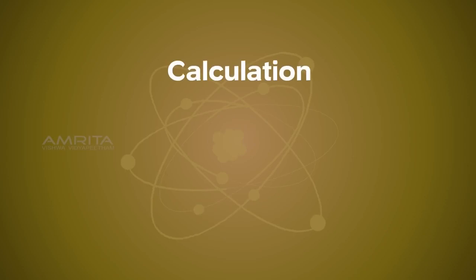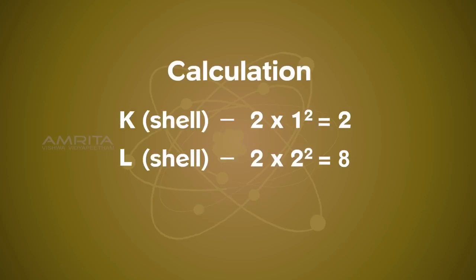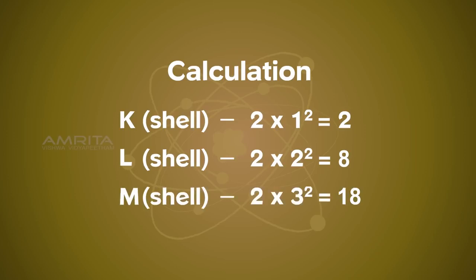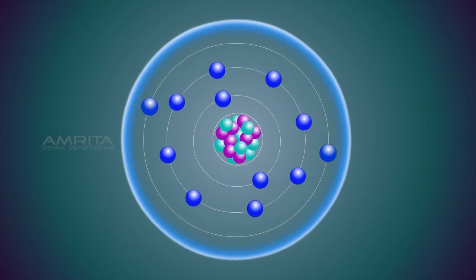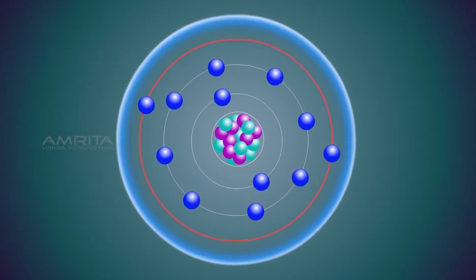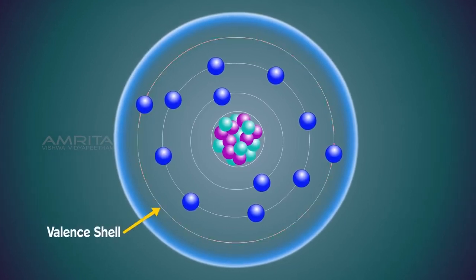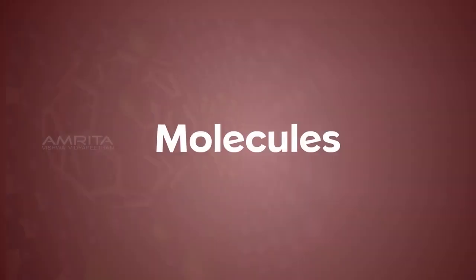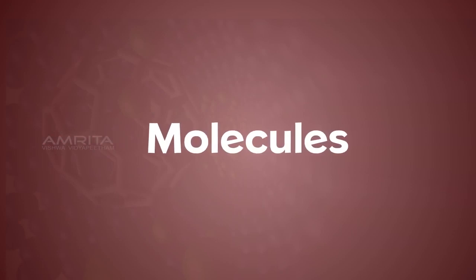The first orbit or K shell can have 2, the second orbit or L shell can have 8, and the M shell can have 18 electrons, etc. The electrons present in the outermost shell of an atom are called valence electrons, and the shell which valence electrons occupy is called the valence shell. A molecule is in general a group of two or more atoms that is chemically bonded together.